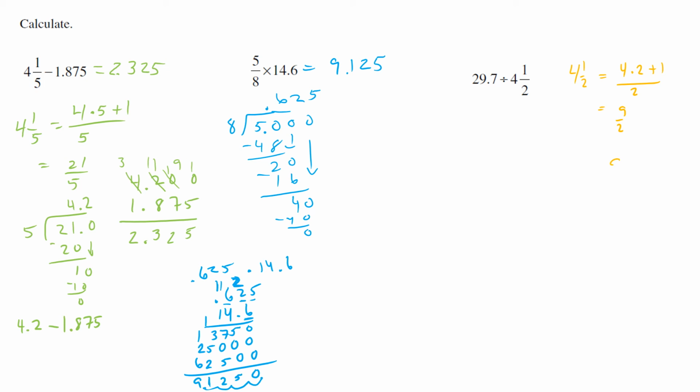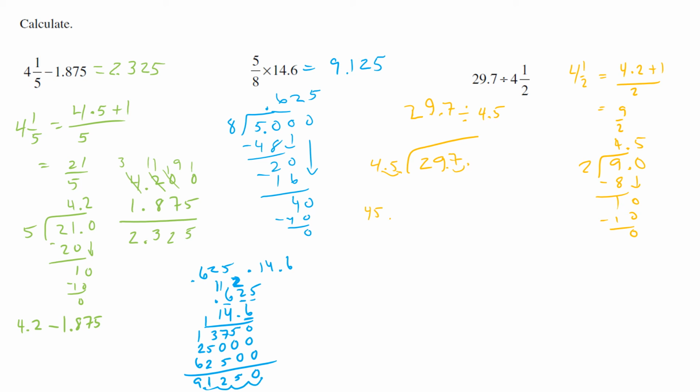So 9 divided by 2, 2 will go into 9 4 times, which will give me 8, gives me 1. 2 will not go into 1, so I put my decimal, my placeholder, make sure I put my decimal up top, drop that down. 2 goes into 10 5 times, subtract back, so we're going to get 4.5. So our problem is now 29.7 divided by 4.5. So let's do our division.